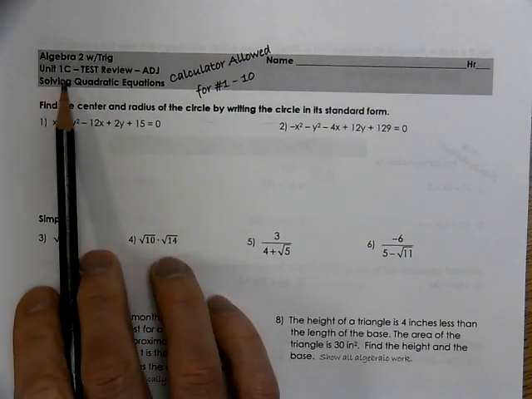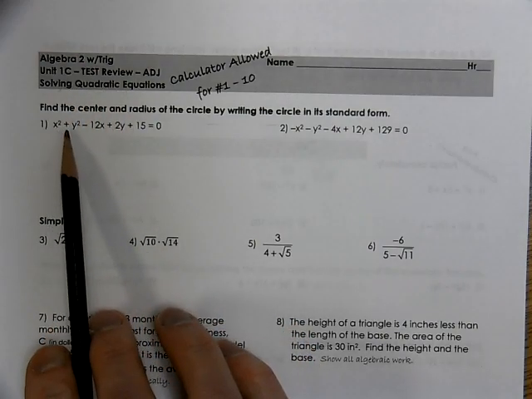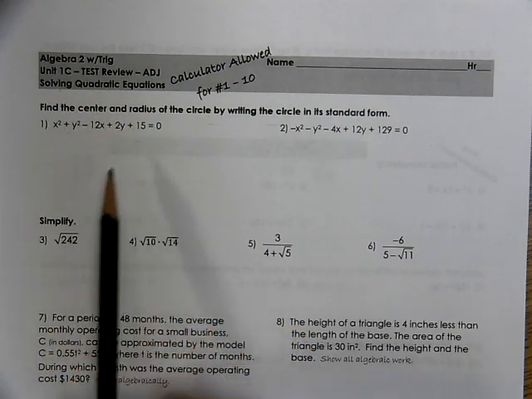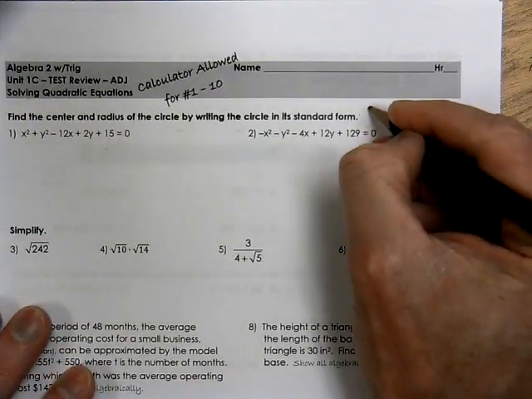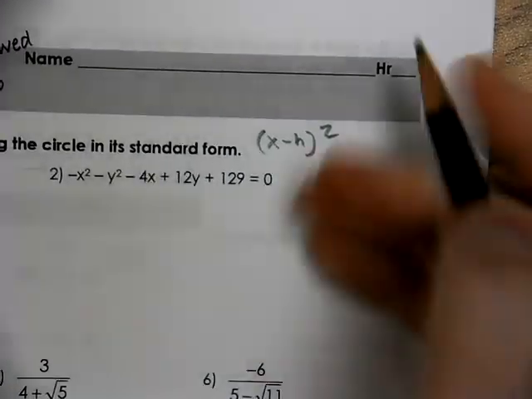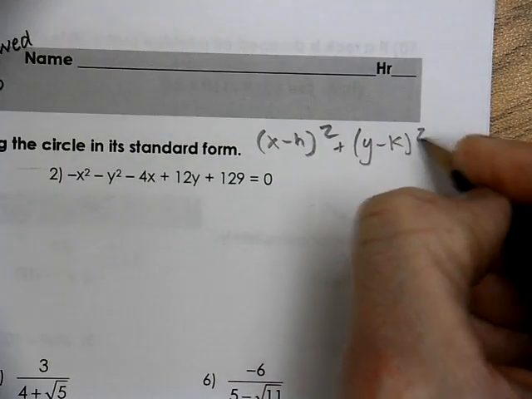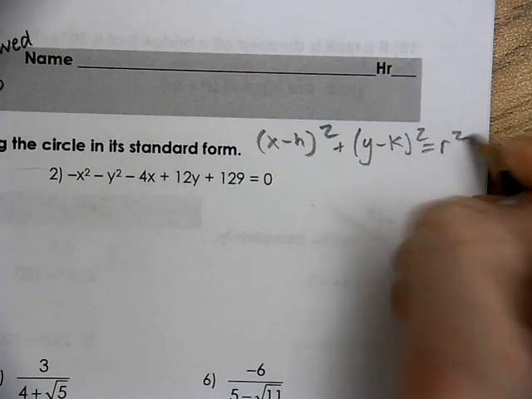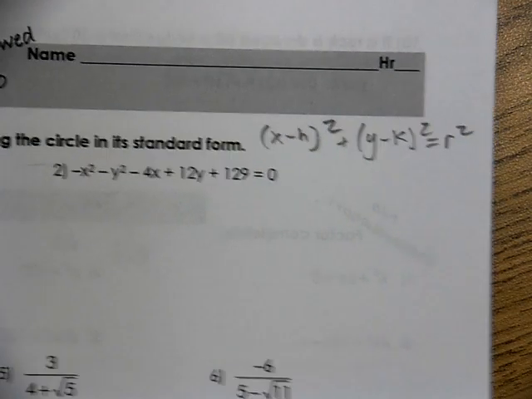This is Unit 1C, the test review. We're looking at an equation of a circle. To write it in standard form, that would mean to say x minus h squared plus y minus k squared equals the radius squared. That's the format of the standard form of a circle.